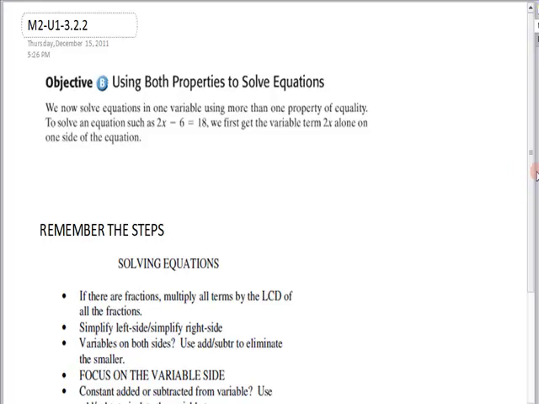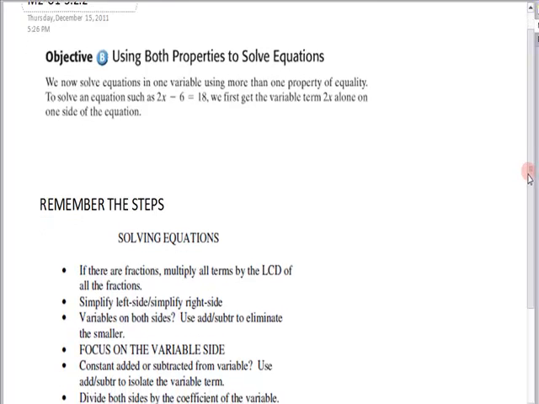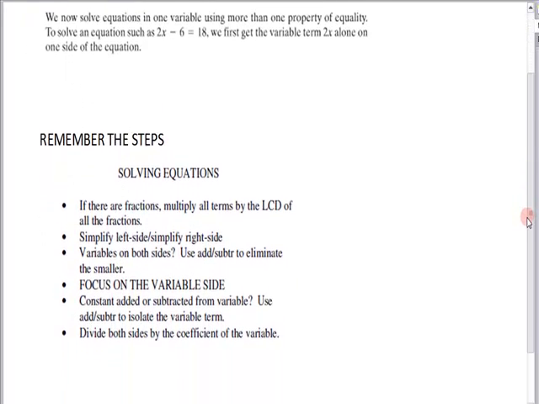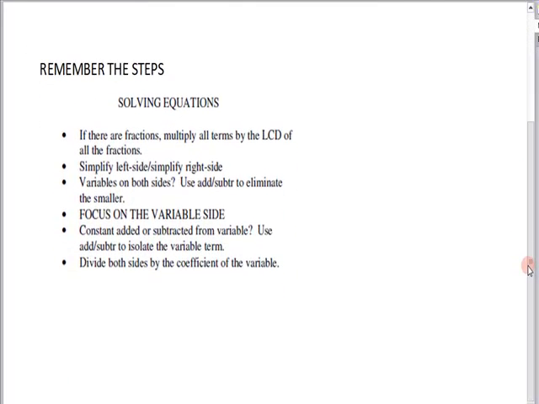In the next two lessons, we're just going to do a lot more problems where we're solving equations, and we will use both properties. By both properties, I mean the addition property of equality and the multiplication property of equality. And I thought that it would be good, since we just finished that last lesson, that I write down the steps for solving the equations. And we're going to use these for the rest of the semester.